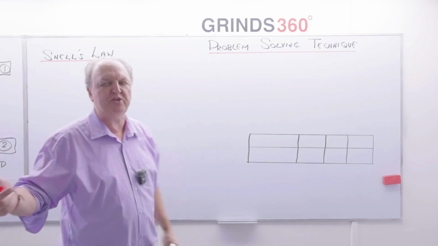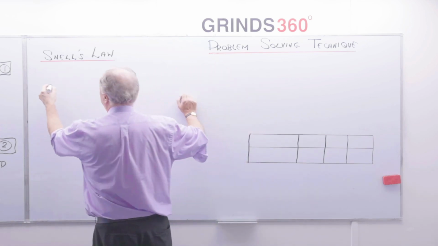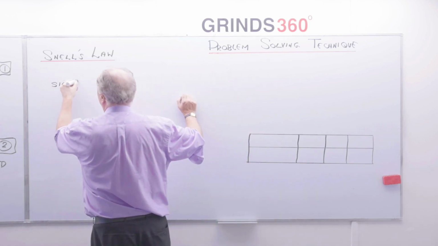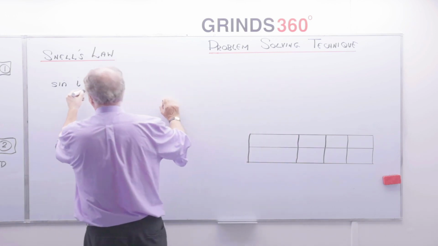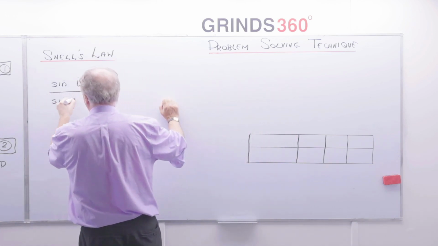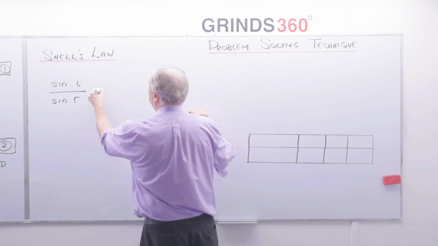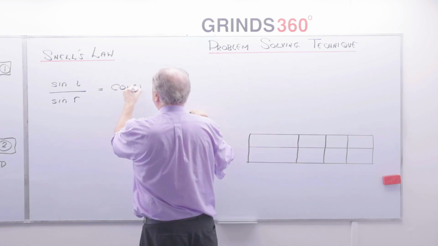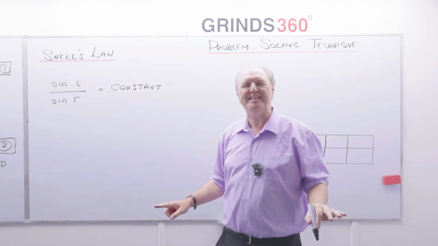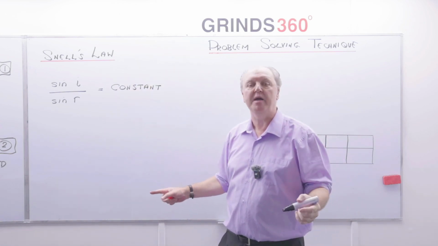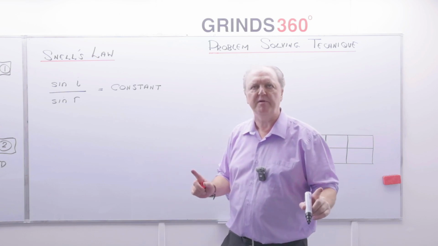What did Snell discover through experiment? He discovered that if he found the sine of the angle of incidence and divided it by the sine of the angle of refraction, he got a constant number. He got the same number all the time, provided we're talking about the same pair of media, whether air to water or water to glass or whatever.